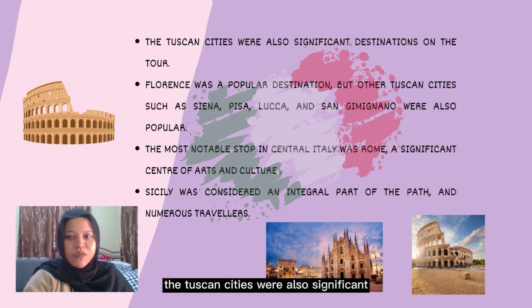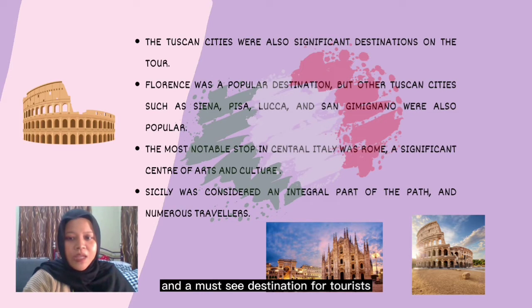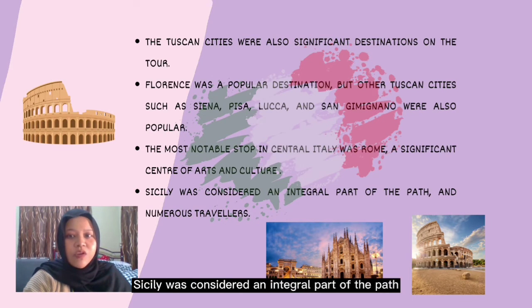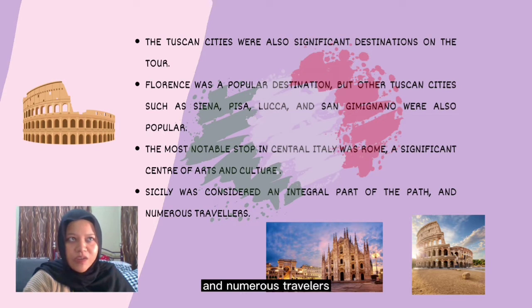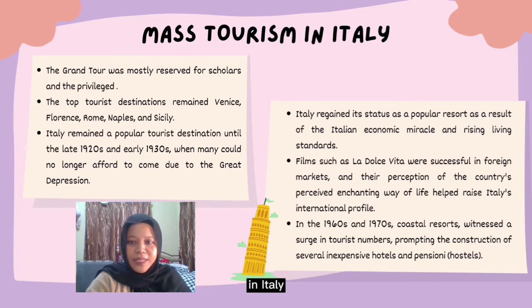The Tuscan cities were also significant destinations on the tour. Florence was a popular destination, but other Tuscan cities such as Siena, Pisa, Lucca, and San Gimignano were also popular. However, the most notable stop in central Italy was Rome, a significant center of arts and culture and a must-see destination for tourists. Sicily was considered an integral part of the path, and numerous travelers, including Goethe, paid the island a visit. The next part is mass tourism in Italy.